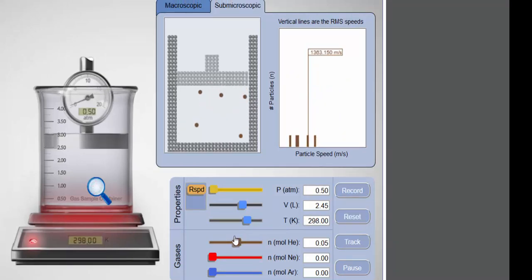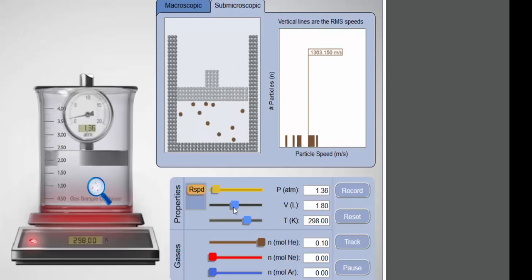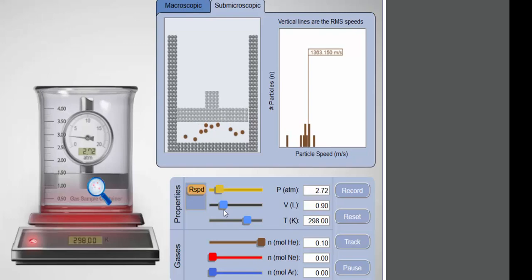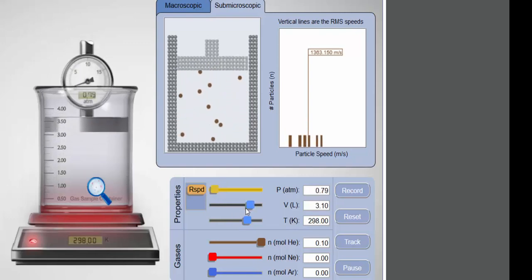Now let's increase the number of molecules back up to that 0.1. And let's see what happens when we change the volume and how that impacts the pressure. Here, if we decrease the volume, what we see is the pressure goes up. We increase the volume again, the pressure goes back down.